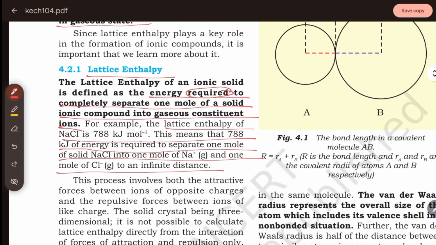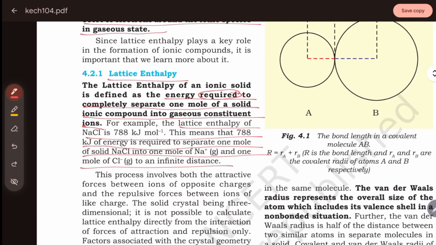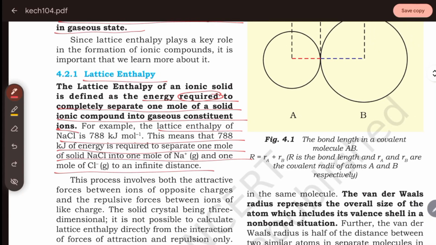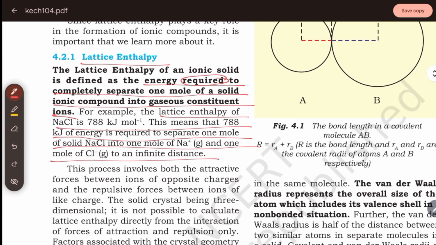Okay, so thus lattice enthalpy is an important point to discuss, and this is what is underlined for you, that what is the meaning of lattice enthalpy. It is the energy required to completely separate. If I say to form a crystal lattice, then I will say the energy that is released to obtain a crystal lattice. Now if I say energy that is required, that means in order to break the crystal lattice, to completely separate 1 mole of solid ionic compound into its gaseous constituents.